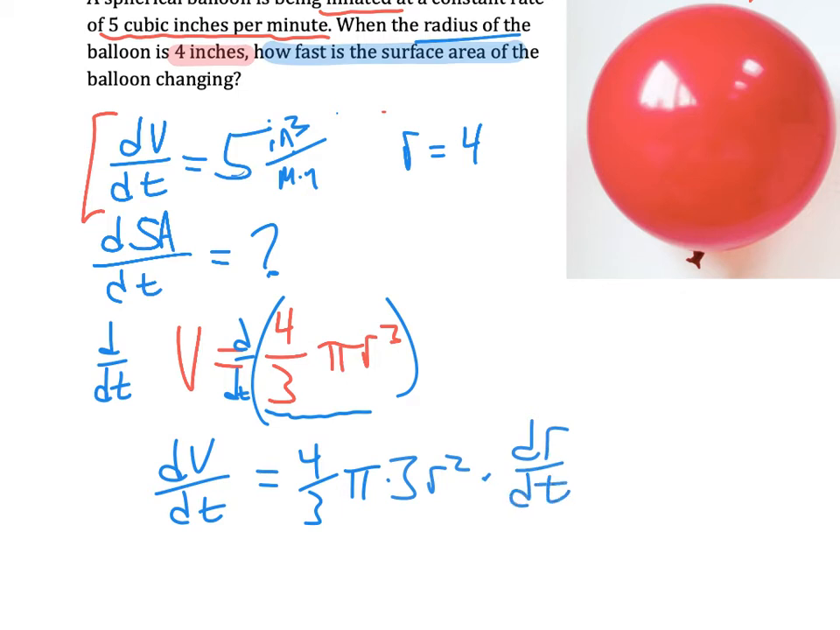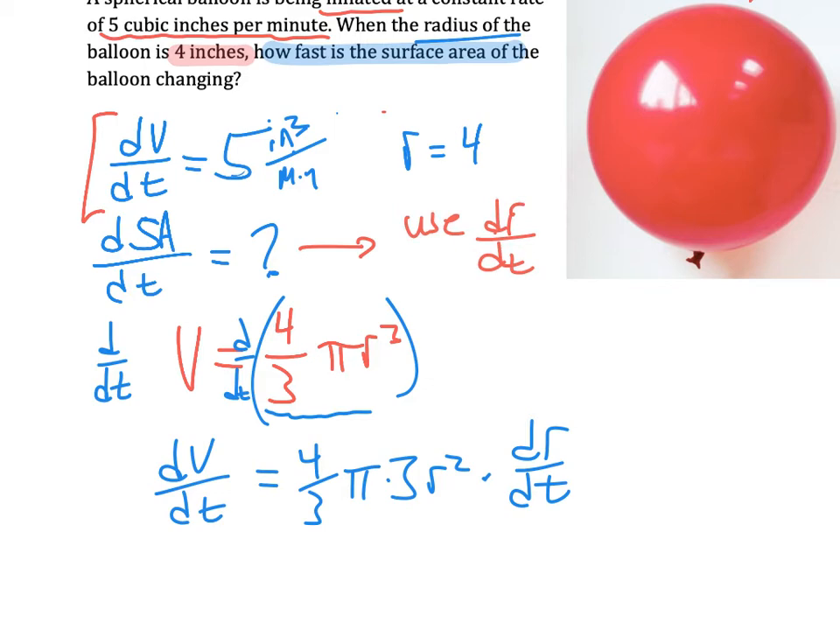Now this one has a little twist here. What are we looking for? We're looking for a surface area. There's no surface area in that equation. Well, we need to use dr/dt. We're going to use dr/dt to figure out the surface area.